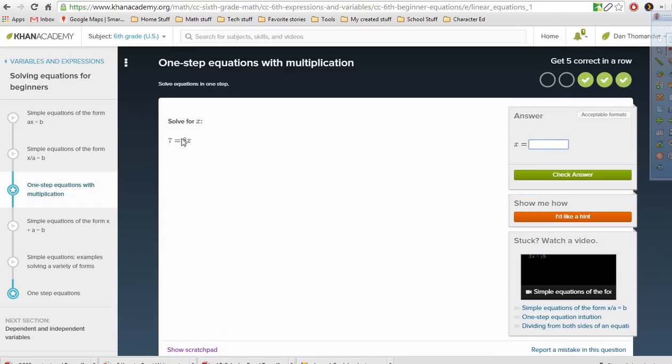This is multiplied by 8. So if I identify my operation, it's multiply by 8. I'm going to do the opposite, which is divide by 8. And if I divide this side by 8, my answer will be x is 7 over 8, 7/8.